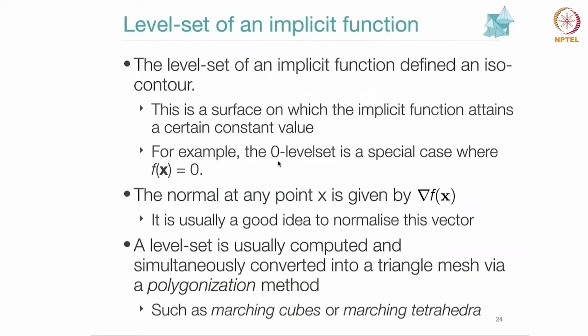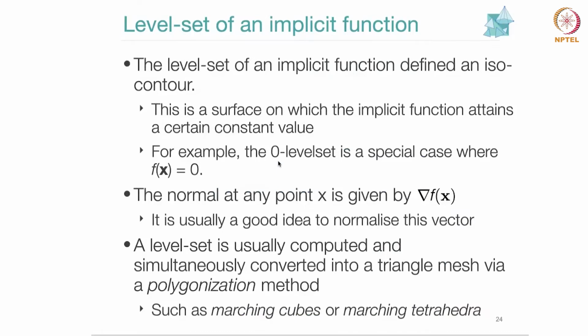Right. So we have been talking about implicits and distance fields, signed distance fields. Let's talk about how I recover the shape. Starting from a shape, I can convert it to its implicit function. But then, given an implicit function, I can also recover the shape back. And how do I do that? The level set is the answer.